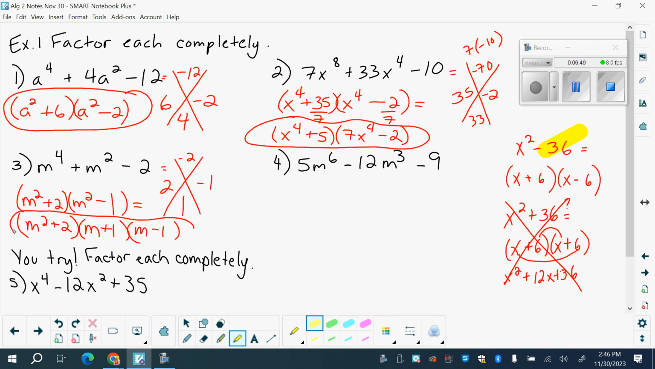Questions on that? I know a lot of students have been forgetting that, and I've had lots of questions all day on that, so let me know if you have a question there on that. Okay, number 4. What multiplies to -45 that adds to -12?